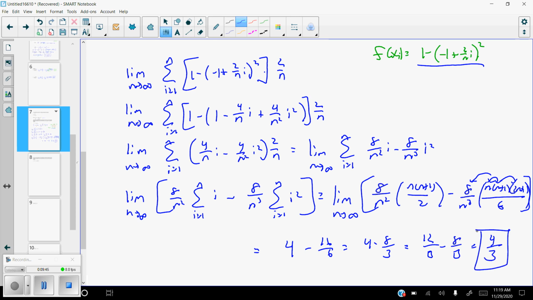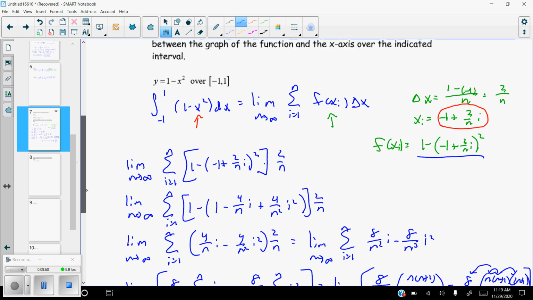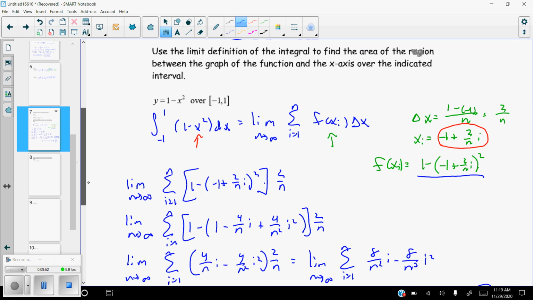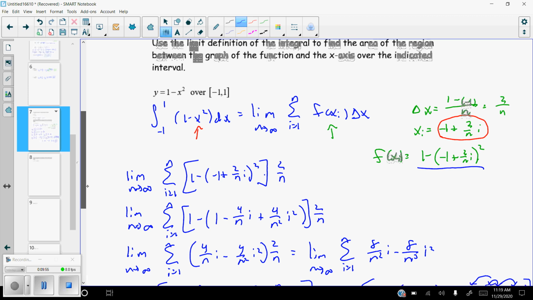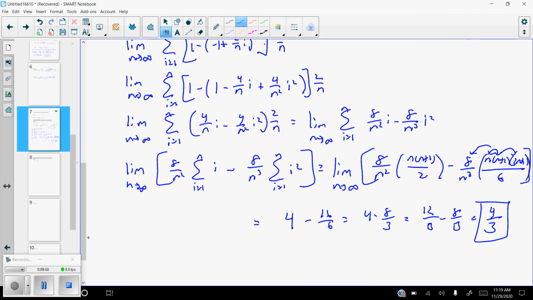So that is the integral that we found all the way from the beginning. If I wanted to find the area between the curve and the x-axis from -1 to 1 of 1 minus x squared, the exact area is 4/3. Okay, again, these problems are not necessarily short, but they're not difficult. It's just they take a long time to get all the algebra and stuff done.